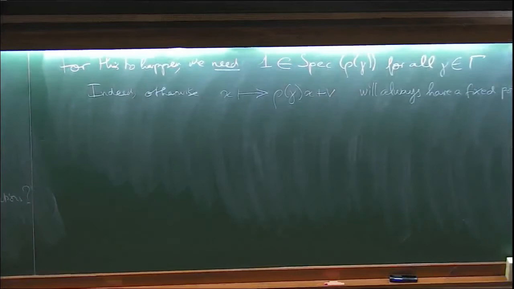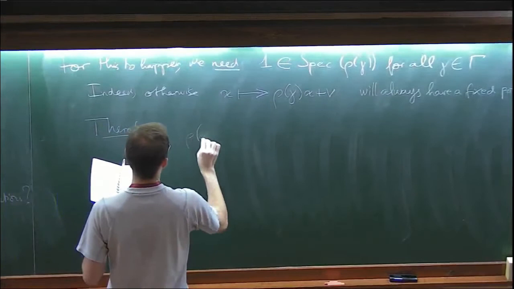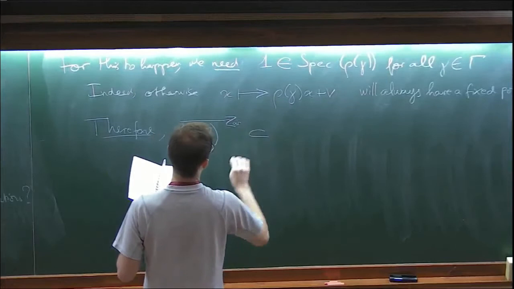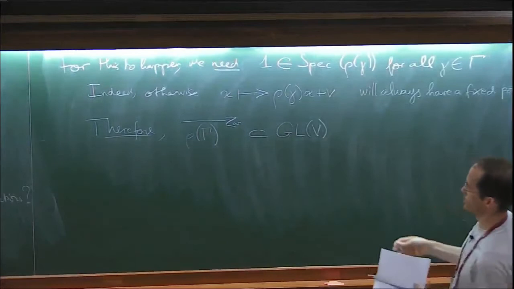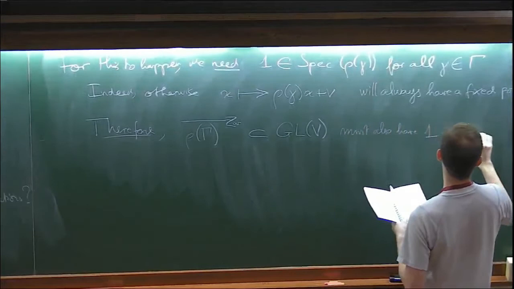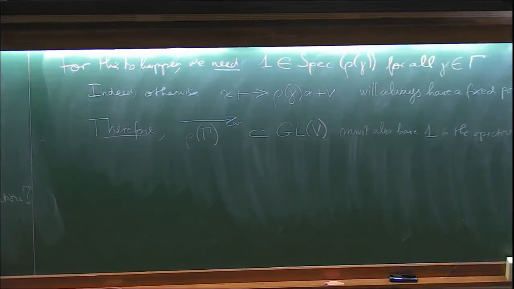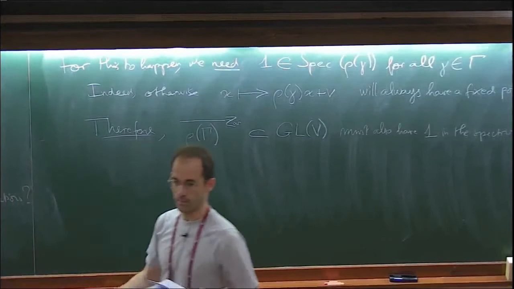Therefore, the Zariski closure of rho of gamma as a subgroup of GL(V), which is an algebraic subgroup, must also have one in the spectrum of every element. You can see how this is not a trivial property for a subgroup of GL(V) to have. For example, if we are acting on R^3, then SO(2,1) is a good place to start, because if you take an element of SO(2,1), its eigenvalues will typically be lambda, lambda inverse, and 1, and 1 is good.